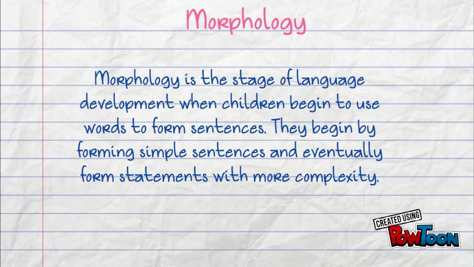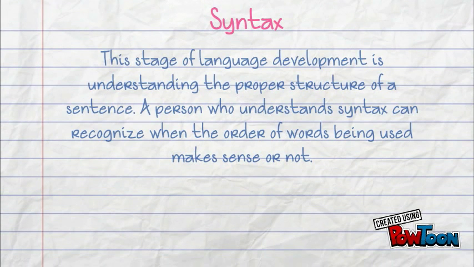Morphology is the stage of language development when children begin to use words to form sentences. They begin by forming simple sentences and eventually form statements with more complexity. Syntax is the stage of language development where they understand the proper structure of a sentence. A person who understands syntax can recognize when the order of words being used makes sense or not.